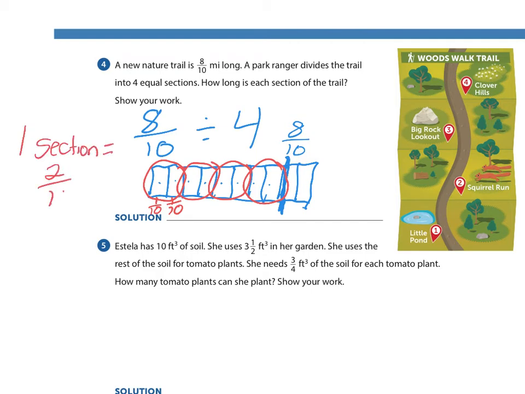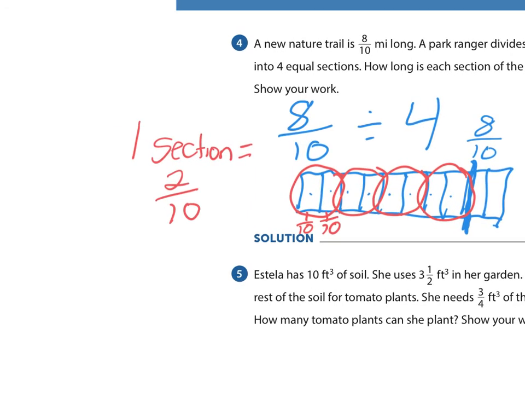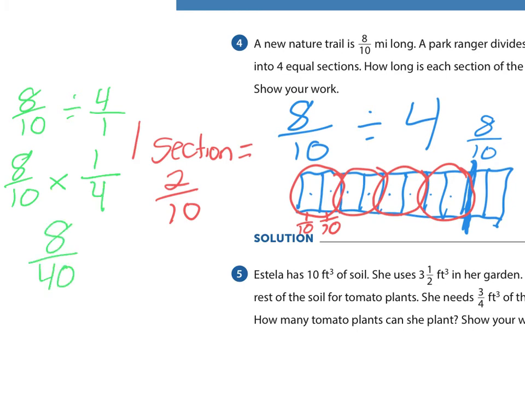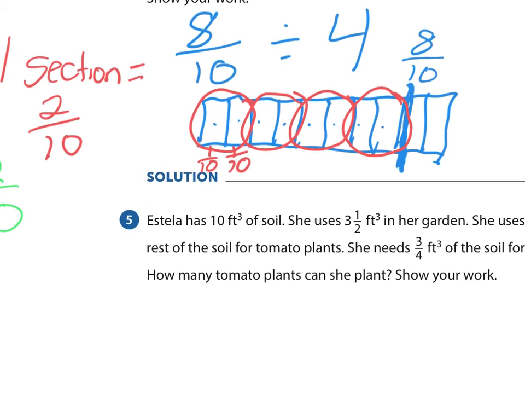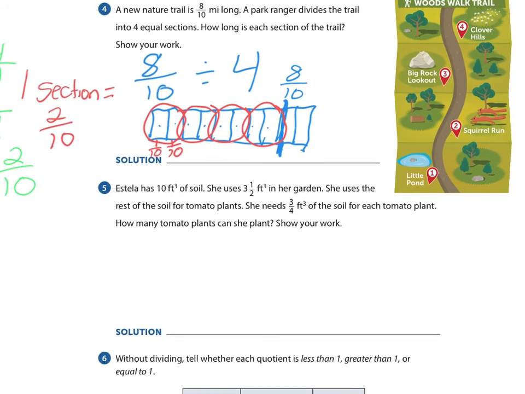is 2/10. Now on this problem, you could also do it through SMR. 8/10 divided by 4/1, same as multiplying by the reciprocal. You get 8/40, which would eventually simplify to 2/10. Okay, so either way, I just wanted to show you the model still works. It's just a matter of efficiency.